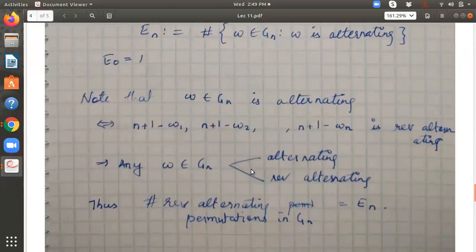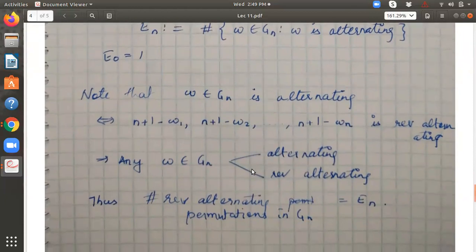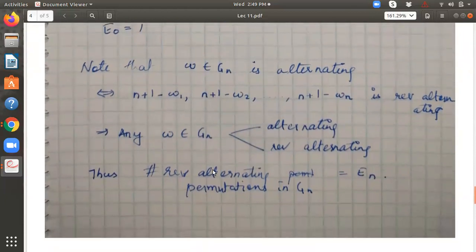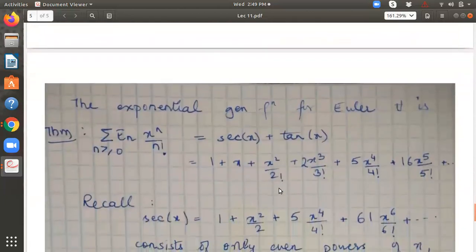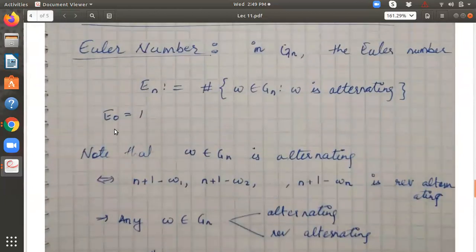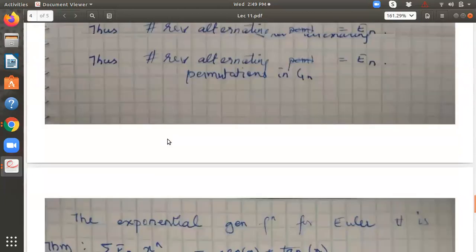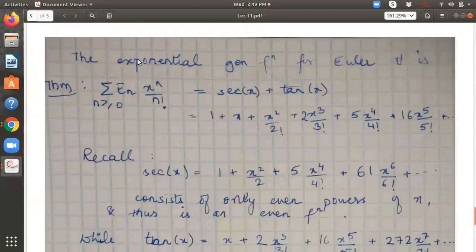Oh, ignore this, this is incorrect. Okay, now the exponential generating function for the Euler number is this. The Euler number is En, that is the notation. And since you're taking the exponential generating function, there is an n factorial here. So the summation of En x^n over n factorial, with n running from 0, is sec x plus tan x, which is 1 plus x squared by 2 and so on.